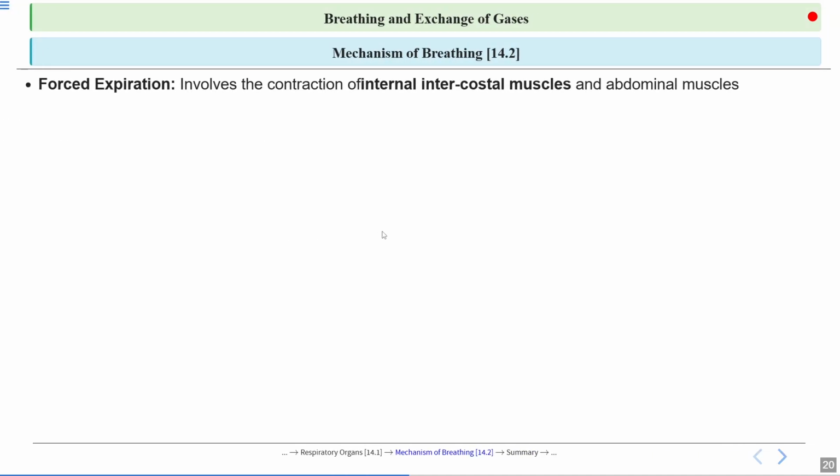Clear? Now, we can do forced expiration also. This involves the contraction of intercostal muscles and the abdominal muscles. Clear? So, this happens during forced expiration. Here, intercostal muscles are involved. Earlier, we were talking about external intercostal muscles. Now, we are talking about the internal intercostal muscle. This is involved in forced expiration.